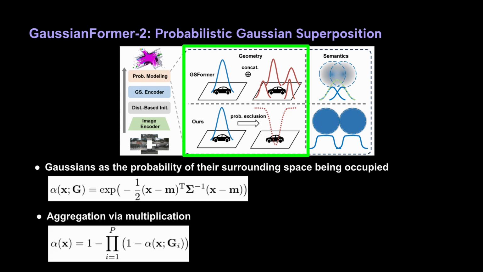To aggregate multiple Gaussians, GaussianFormer 2 uses the multiplication theorem of probability. This ensures that if any single Gaussian strongly indicates occupancy, alpha x will be high, taking away the incentive for multiple Gaussians to redundantly overlap in the same region. The occupancy probability saturates quickly and does not grow unboundedly with more Gaussians. Actually, the shift from summation to multiplication makes the probability go lower the more Gaussians are overlapping, discourages unnecessary overlap, and keeps the representation object-centric.